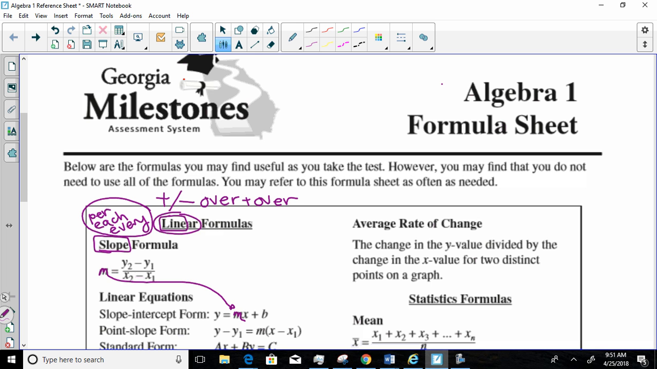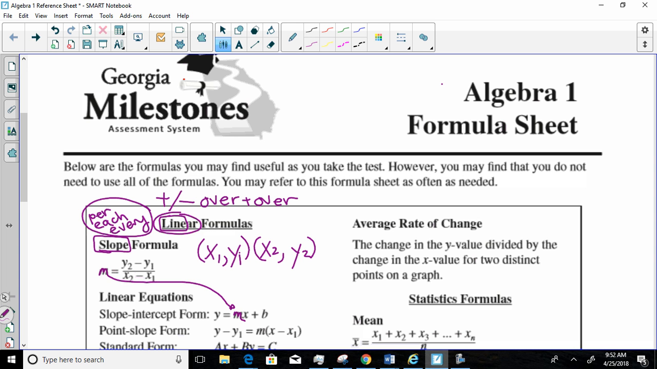Then here's my slope formula. But the most important thing is that people forget how to label. How do I label my points? Label. X1, Y1, X2, Y2. and then we plug it in. So a lot of people put X1, X2, Y1, Y2. Remember, it's X1, Y1, X2, Y2. And then we plug it in. And that is your slope in here.